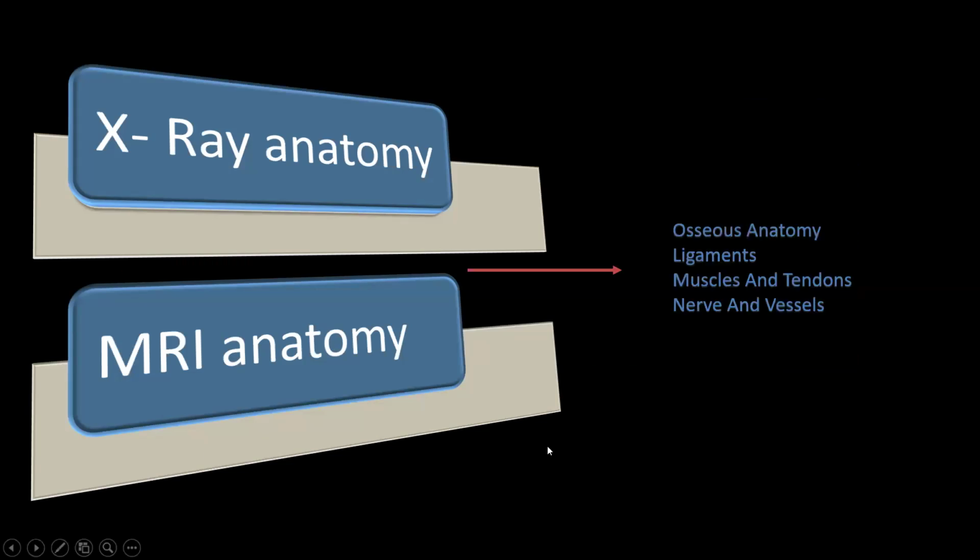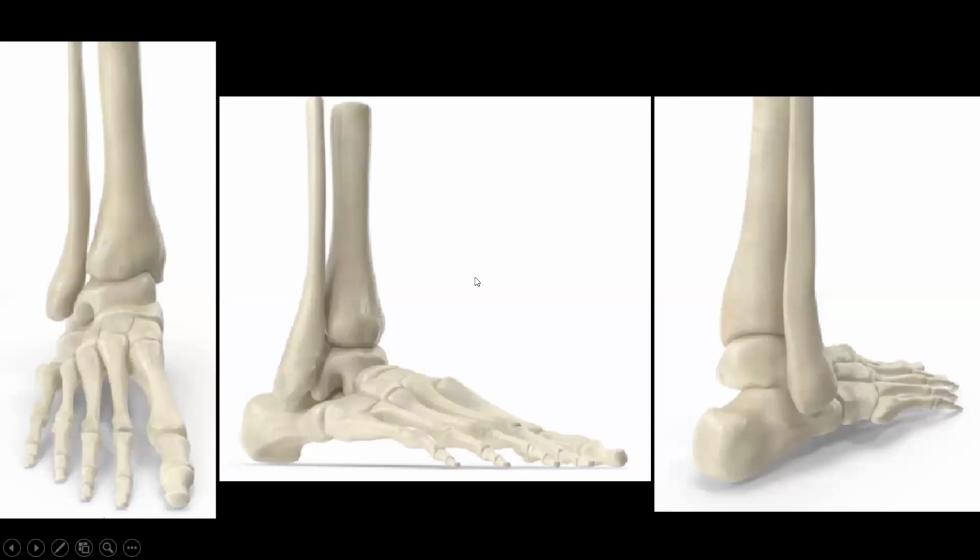On MRI particularly, we are going to divide the anatomy into four parts, which are osseous anatomy, ligamentous anatomy, anatomy of muscles and tendons, and nerves and vessels. So let's first have a look at the osseous anatomy of the ankle and foot.